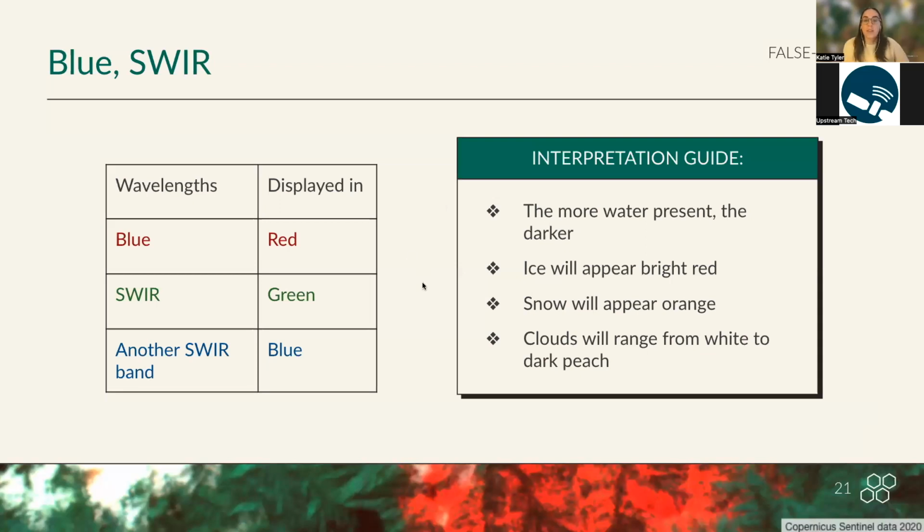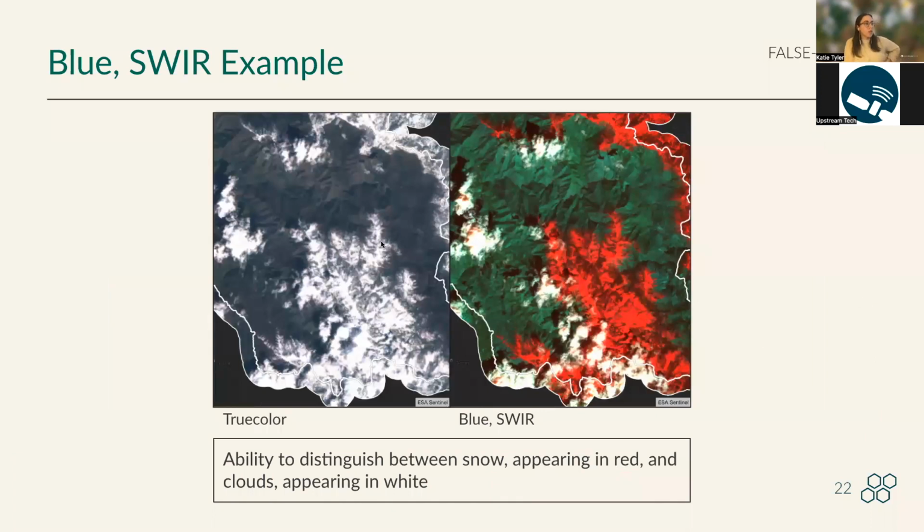All right, so the third type of false color imagery we have displays the blue band in red light and then two different shortwave infrared bands using green and blue light. This layer is most often used to differentiate ice and snow from clouds. So ice will be bright red, snow will be red to orange, and then clouds will be white to dark peach. And so again, in this example, in the true color, we can see it's pretty hard to figure out where the clouds end and where the snow might begin. But in this false color image, we have this really high contrast where we have this red showing us ice and snow, and then the white for the clouds.